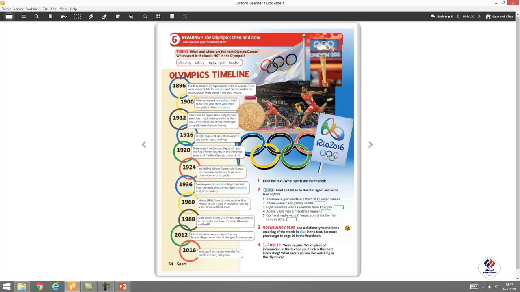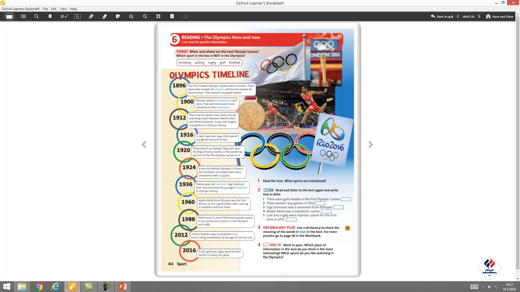What sports are mentioned here? What sports is the text talking about? The text is talking about wrestling in the third box, I mean the year 1912. Ice hockey is mentioned in the 6th box. Swimming is mentioned in the 7th box. Marathon is mentioned in the 8th box. Table tennis is mentioned in the 9th box. Horse riding is mentioned in the 10th box. And rugby and golf, they're mentioned in the 11th box.